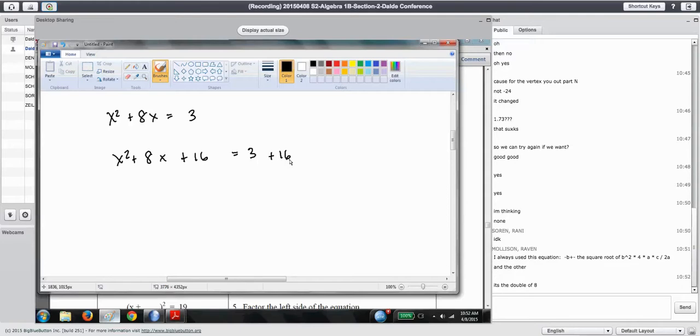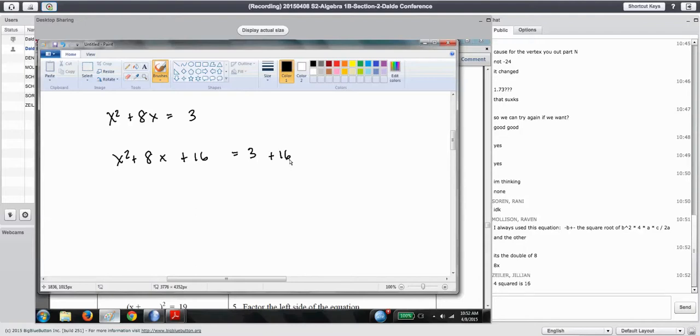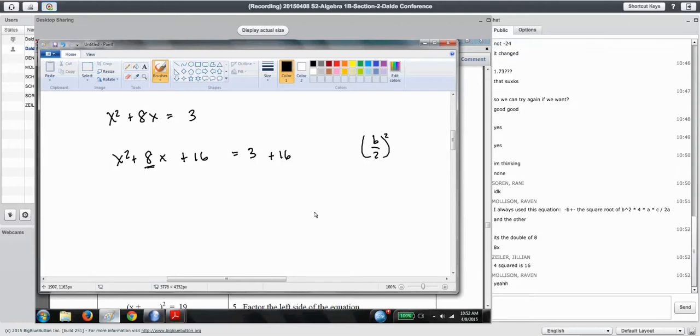It's double of 8. No, that's not exactly where it came from. 4 squared is 16. I agree with you, Jillian. That's where it comes from. It's not double of 8. What I did was I took this 8 and divided it by 2, and then I squared it. That's how I got my number. So it's b over 2 squared. b over 2 is 4. Square that is 16.